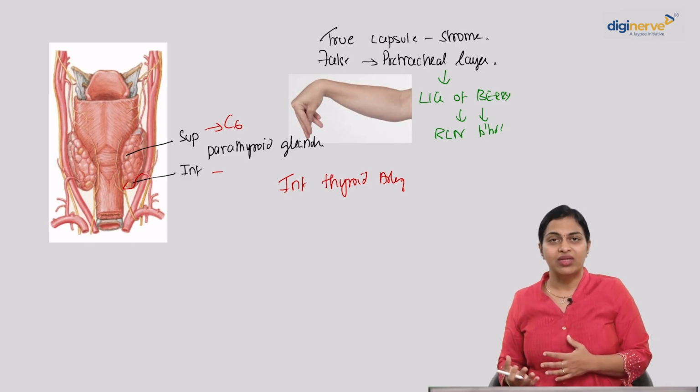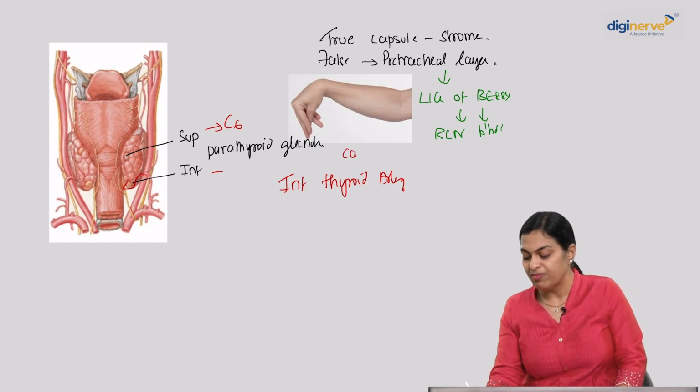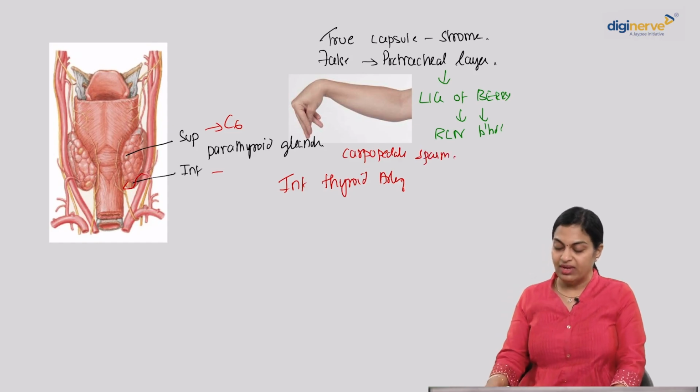Then what will happen? Hypoparathyroidism will result in tetany-like features. What you see here in the picture is a carpopedal spasm, spasm of the hand muscles.